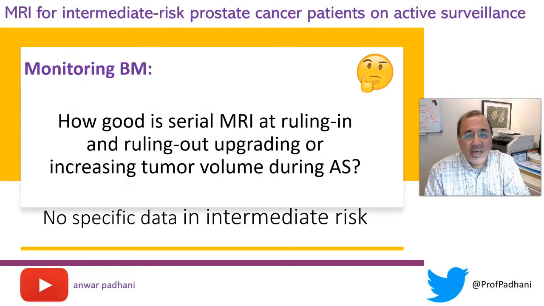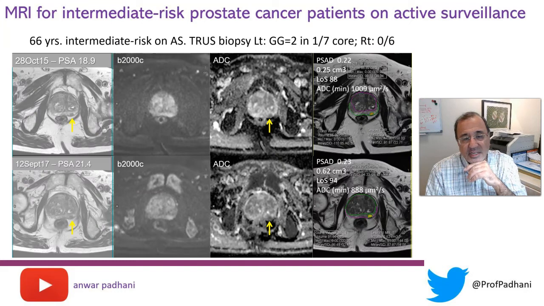So how good is serial MRI at ruling in and ruling out upgrading or increases in tumor volume? Again, there's no specific data related to intermediate risk prostate cancer, but here's a particular example of a man who has a small lesion. You can see how this lesion actually increases in size over a couple of years, and you can see the tumor volume on the right goes up from 0.25 cc to 0.62 cc, so it's tripled in volume.